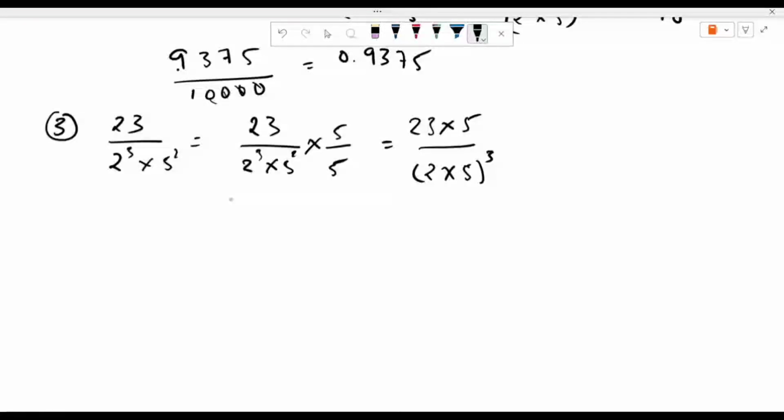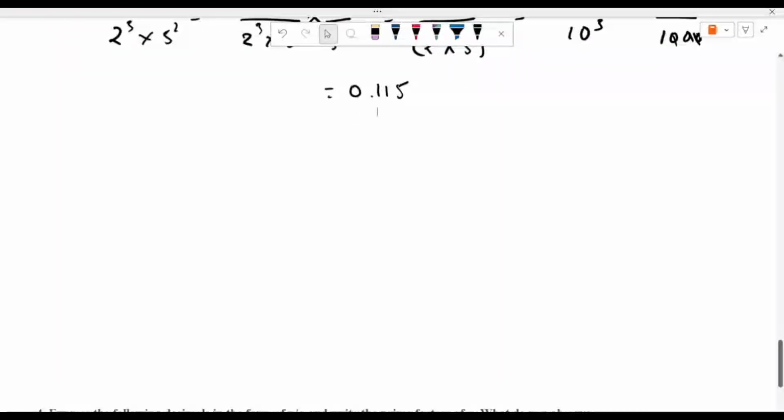The square, and here the power is 1, so the powers of the same base should be added. 2 plus 1 will be 3. So 23 times 5 will be 115, divided by 10 cube. So 10 cube means I can write 115 divided by 3 zeros. So after 3 digits I have to put the decimal point, 1, 2, 3. So here the answer is 0.115.